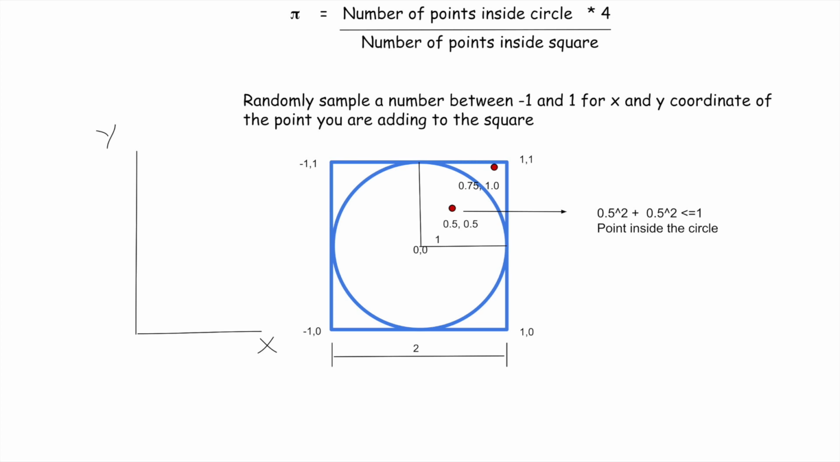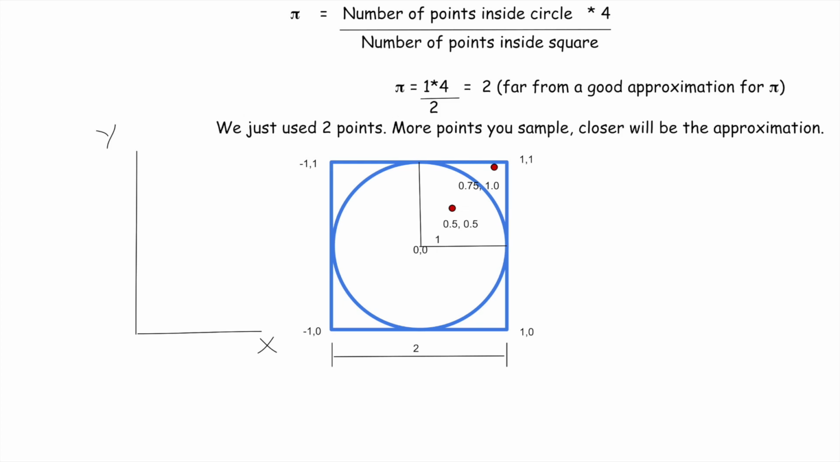Consider a sample point with coordinates 0.5 and 0.5. The distance from the origin to this point is less than 1. Hence it lies within the circle. Consider another sample point with coordinates 0.75 and 1.0. The distance from the origin to this point is greater than 1. Hence it lies outside the circle but within the square.